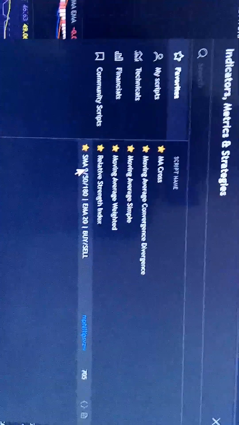There you go. So SMA, relative strength index, and then moving average convergence divergence.